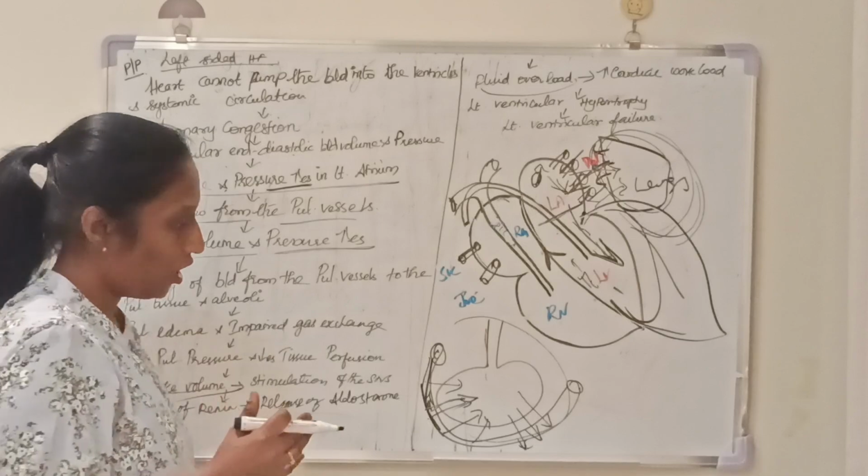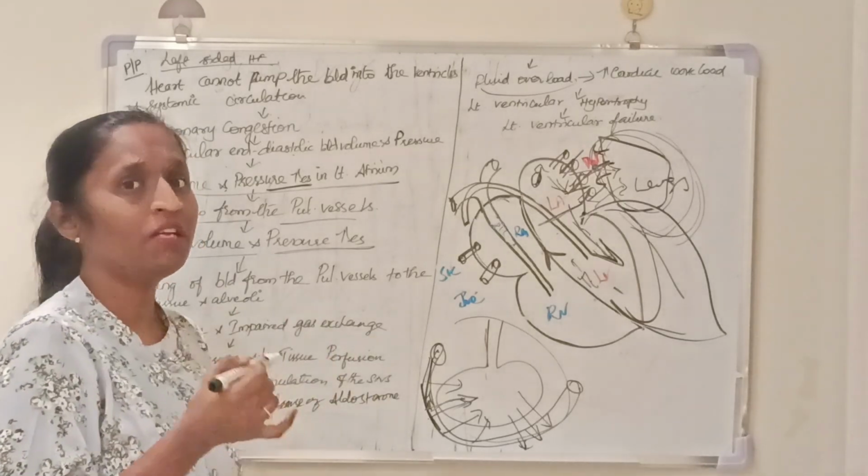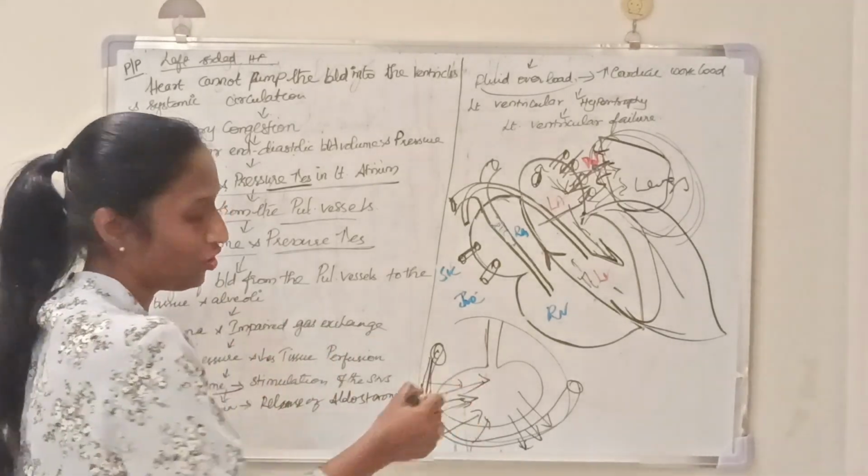So due to the pressure, it is forcing the blood from the pulmonary vessel into the alveoli and into the tissue.